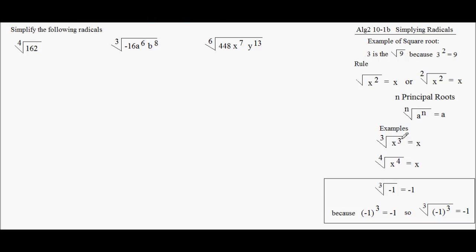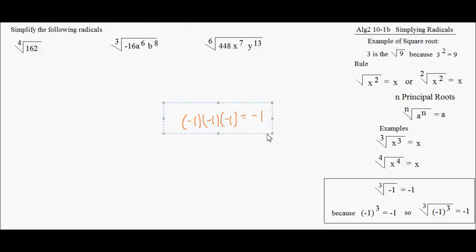Examples: the third root of x to the third is x. The fourth root of x to the fourth is x. The sixth root of x to the sixth is x. I also want to talk about the third root of -1 being -1. The reason is that -1 to the third power is -1 times -1 times -1, which is -1, because 3 negatives make a negative and 1 times 1 times 1 is 1.